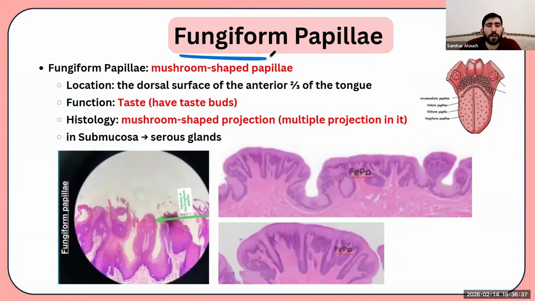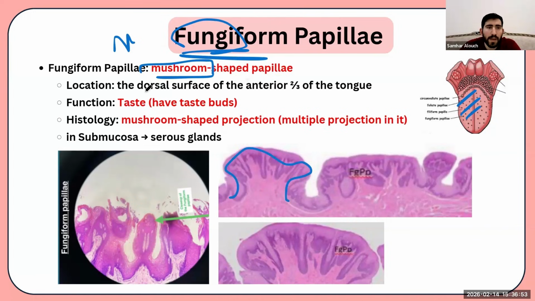Then we have the fungiform papillae. Fungiform also fills the entire surface, but it has fewer in number than filiform. From the name, fungi means mushroom, so fungiform is mushroom-shaped papillae. It looks like a mushroom, as you can see here. Location: dorsal surface. The function is taste. All of them are for taste except filiform. So the fungiform is mushroom-shaped and it's important for taste.